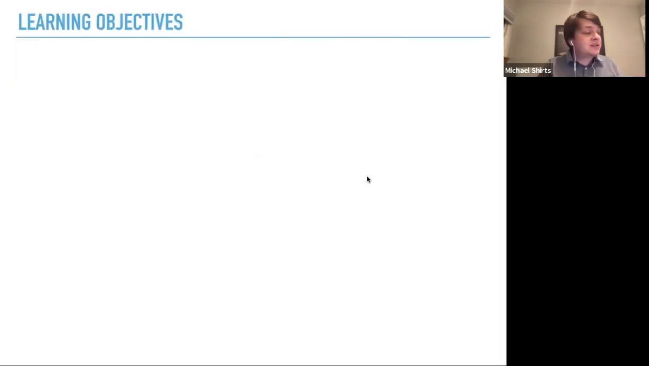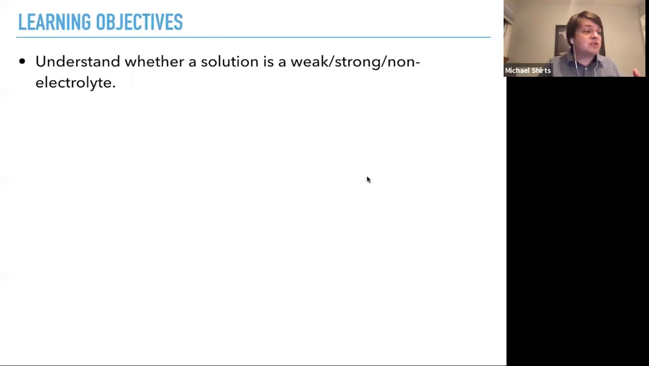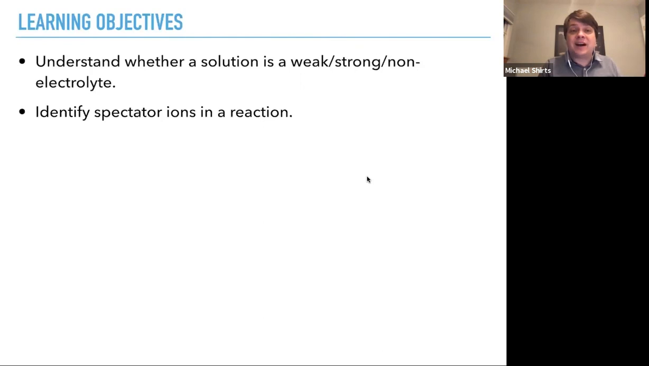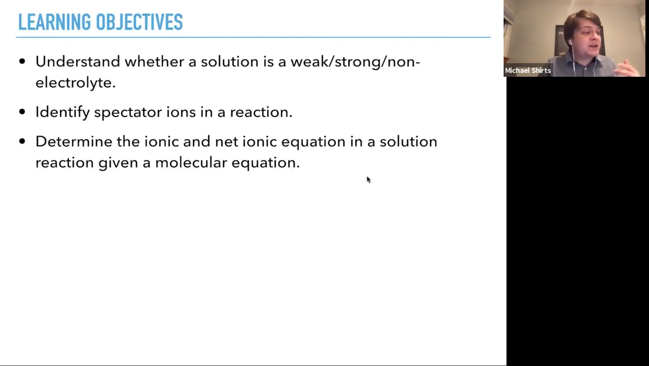Learning objectives for this segment: we're going to understand whether a solution is a weak, strong, or non-electrolyte. It's a very important division in what happens when a substance is dissolved in water. We'll also be able to identify spectator ions in a reaction, and determine the ionic and the net ionic equations in a solution reaction given the molecular equation. Review what that means in a little bit.